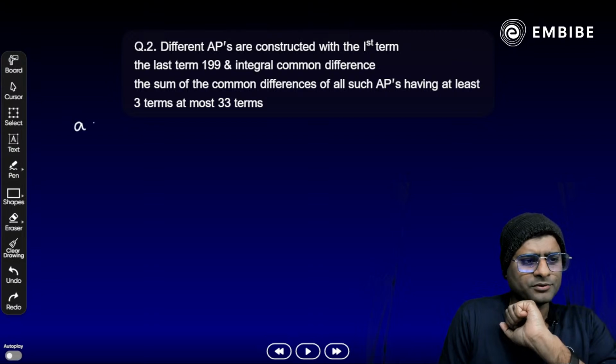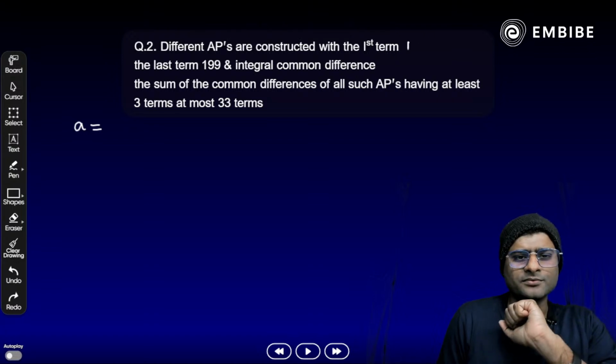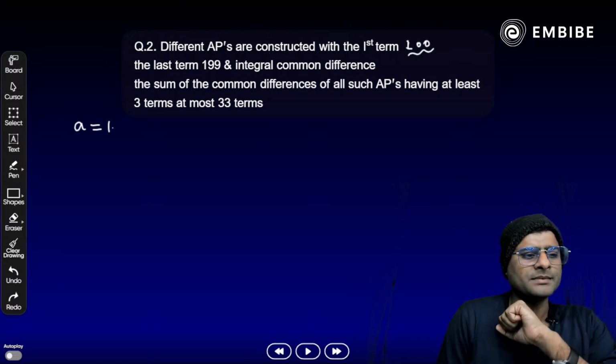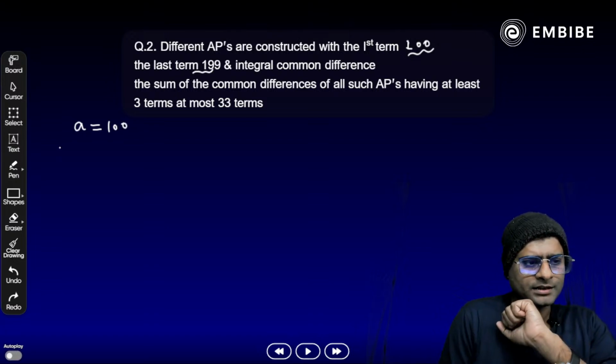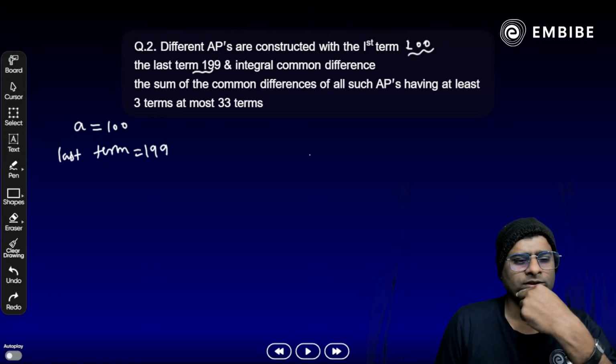Like a first term, it's an AP, so let's say small a. Yes, the first term is missing there. Yes, the first term is 100 here. You can write 100 here, remember. So the first term is 100 and the last term is given here. Let me just write down the last term. That should be 199. Correct?